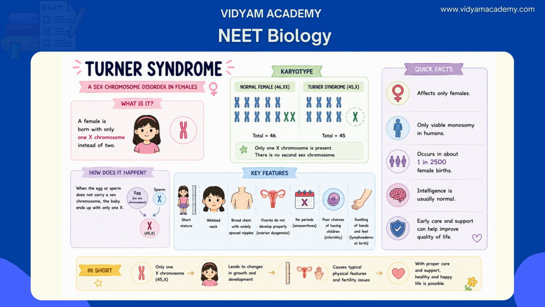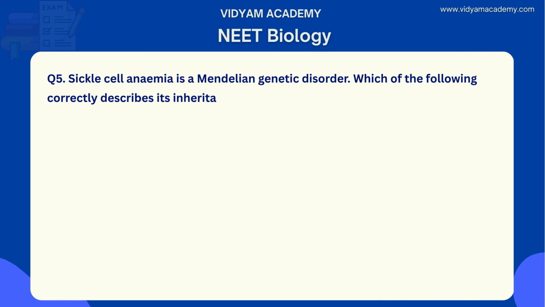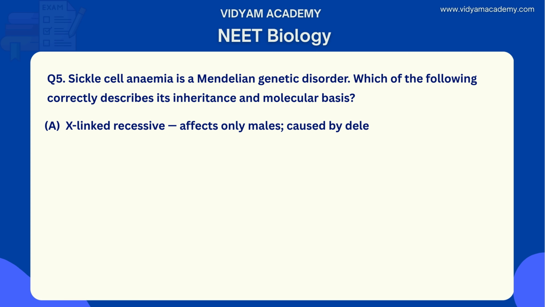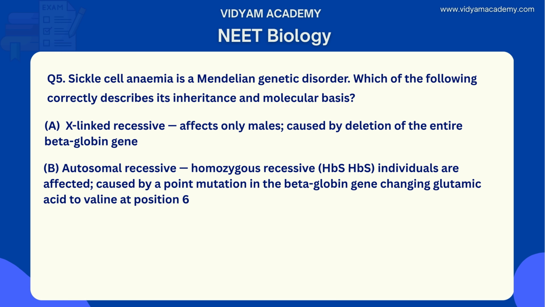Let's move to question number 5. Sickle cell anemia is a Mendelian genetic disorder. Which of the following correctly describes its inheritance and molecular basis? Option A. X-linked recessive, affects only males, caused by deletion of the alpha globin gene. Option B. Autosomal recessive, homozygous recessive HbS individuals are affected, caused by a point mutation in the beta globin gene changing glutamic acid to valine at position 6.